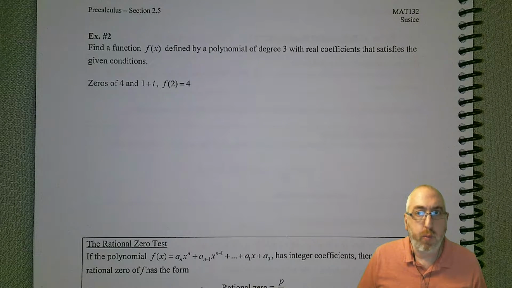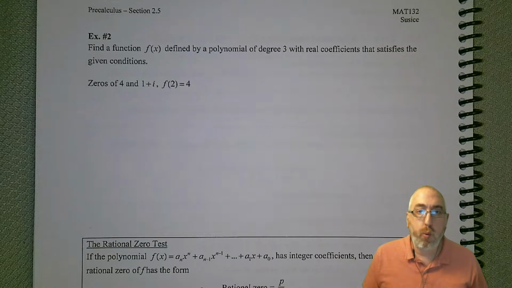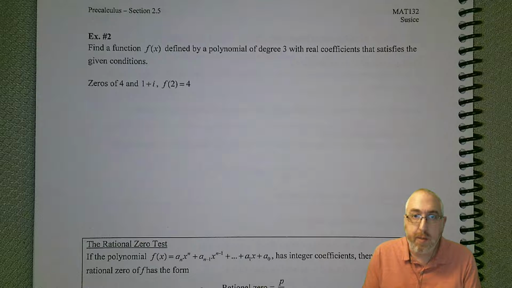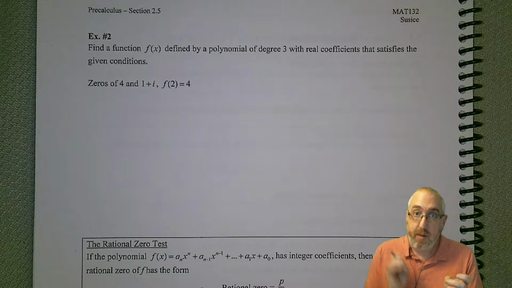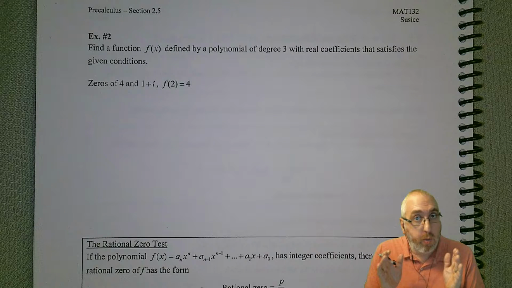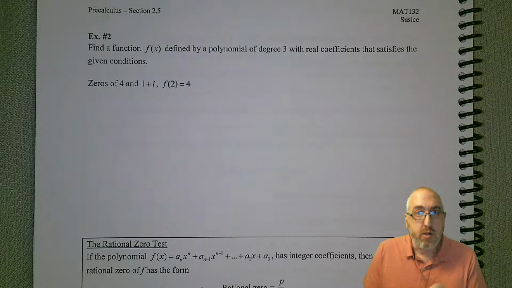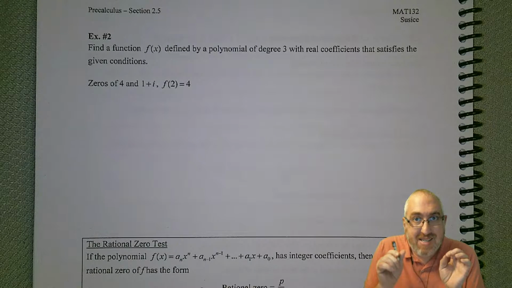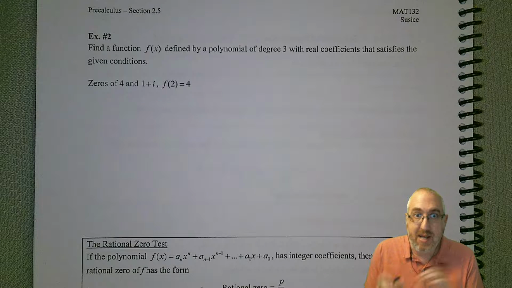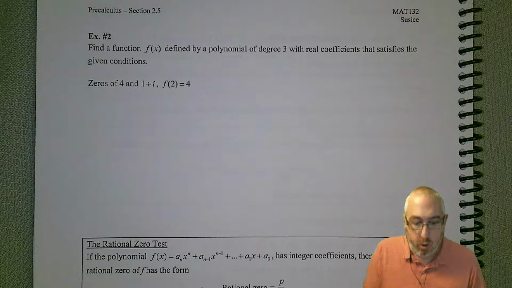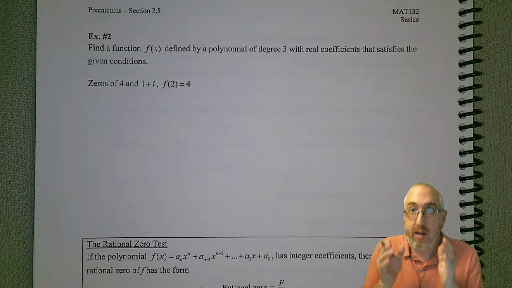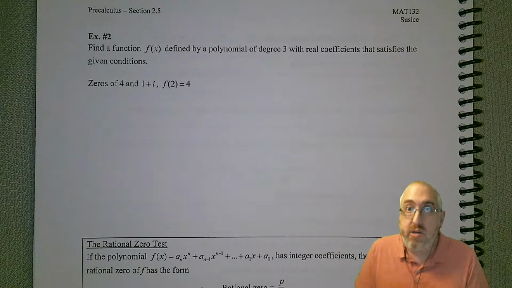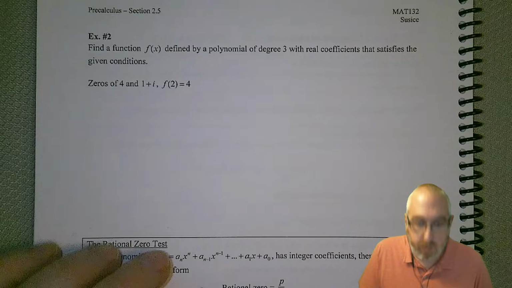All right, welcome back. And now we are going to look at another example where we still have to find a polynomial function, but now they want a specific one. So they're going to give you a little bit more information in order to figure out the exact polynomial function that satisfies all those requirements. What are the zeros and what is the actual function value that it has to pass through?